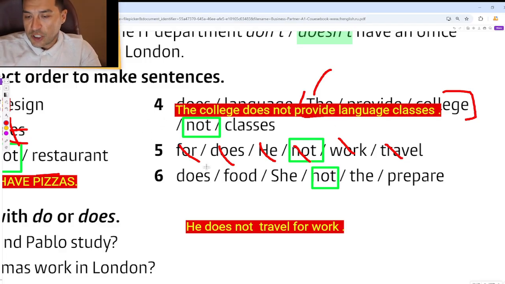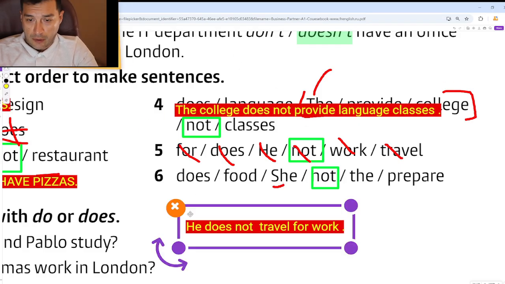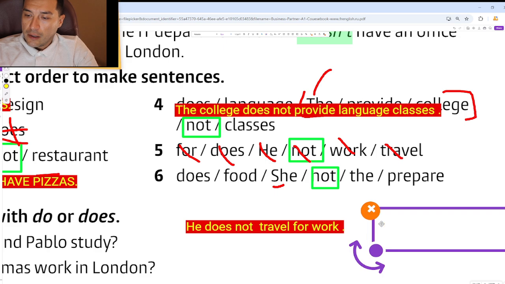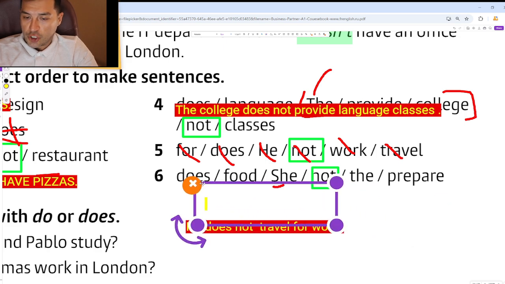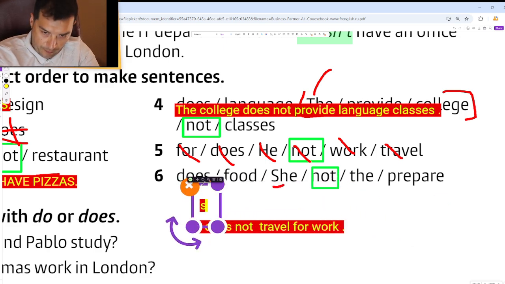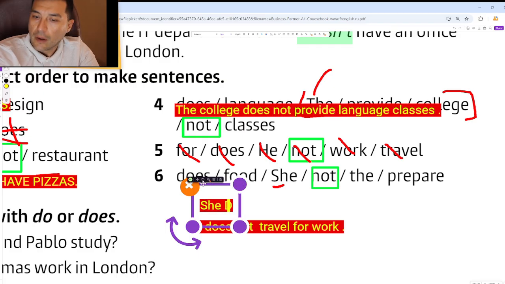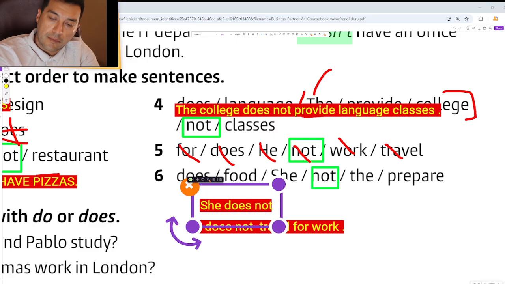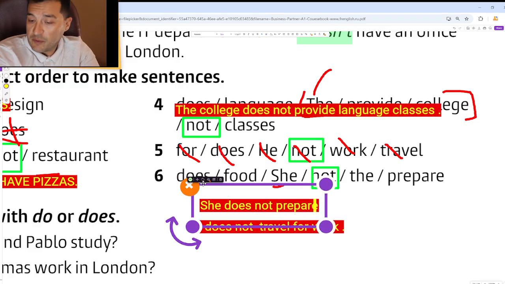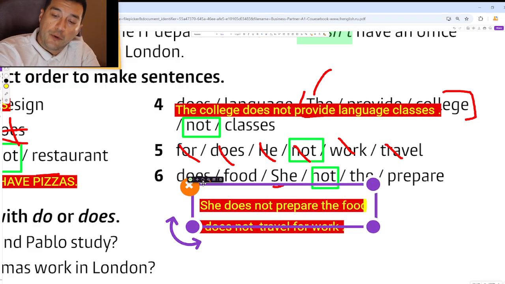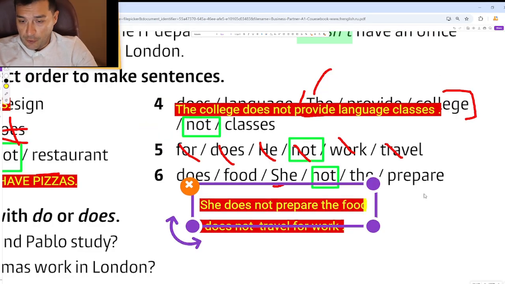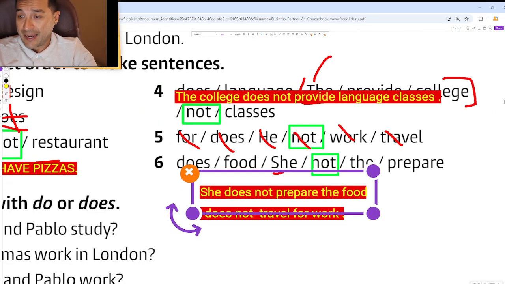Number 6, she. She does not, she doesn't prepare, the verb is prepare, the food. She doesn't prepare the food. The college doesn't provide language classes.